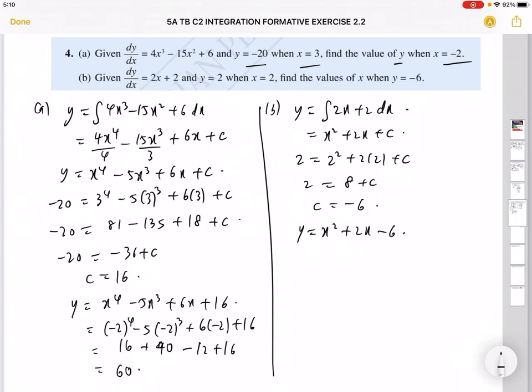To find the value of x when y is negative 6, just substitute here. x squared plus 2x minus 6. Now notice you can cancel the 6. Yeah, negative 6 and negative 6. Factorize. And x is either 0 or minus 2.